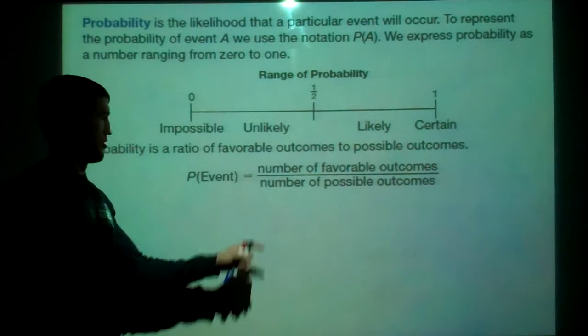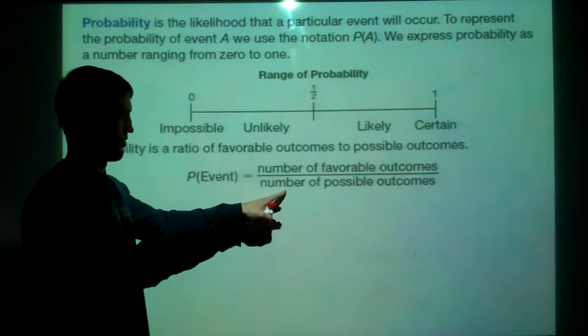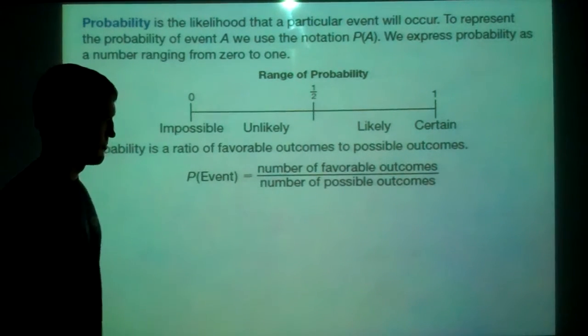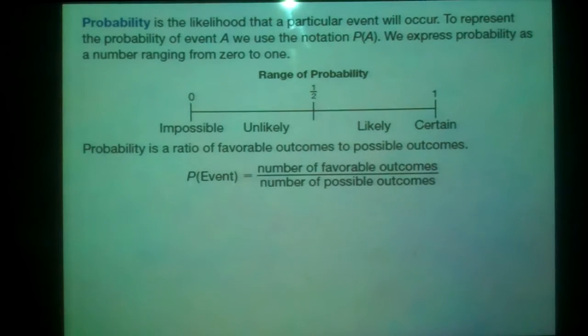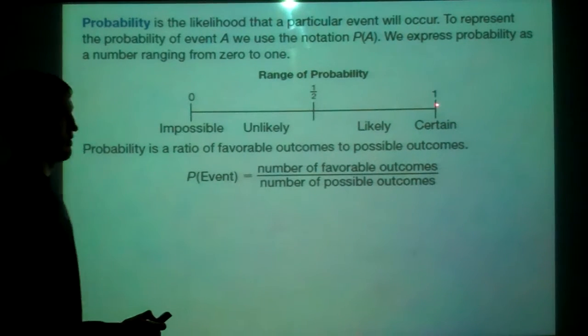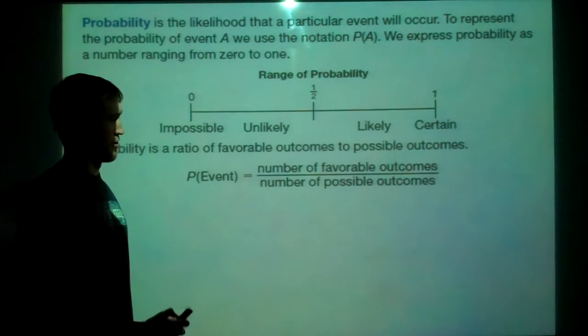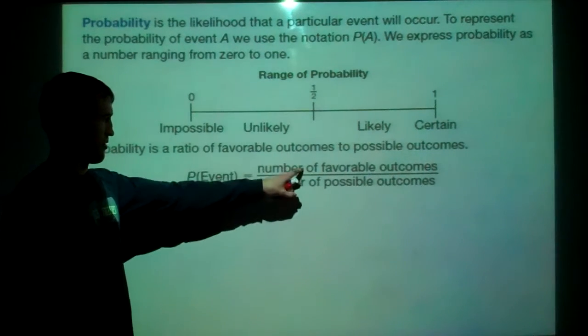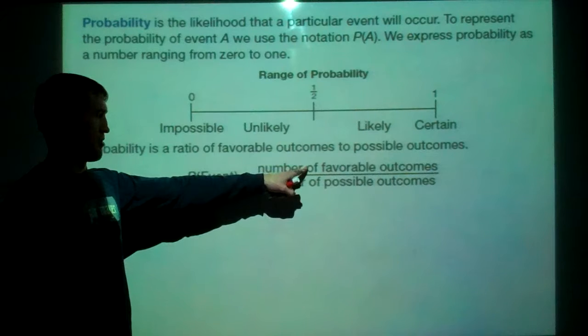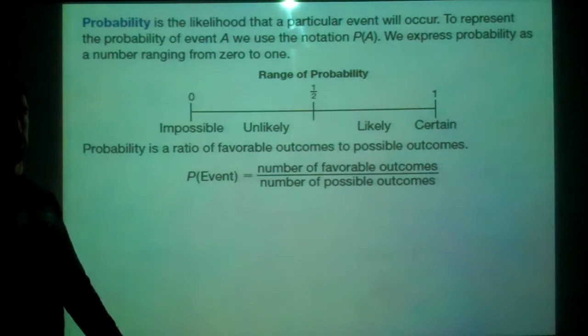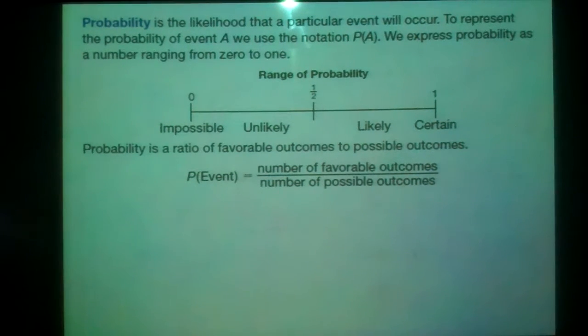Okay? So basically, probability is a ratio of favorable outcomes to the total possible outcomes. So number of favorable outcomes over the number of possible outcomes. And before we move on to that example, that should show you why a probability of 1 means certain, because if your favorable outcomes matches your possible outcomes, you get the same number over the same number, which is, let's say 10 over 10, which is equal to 1.